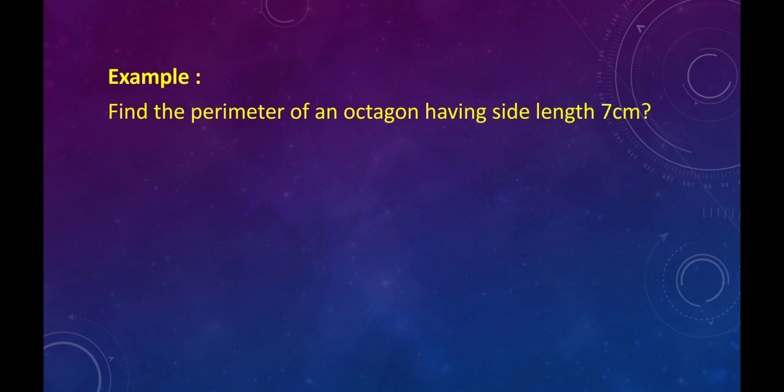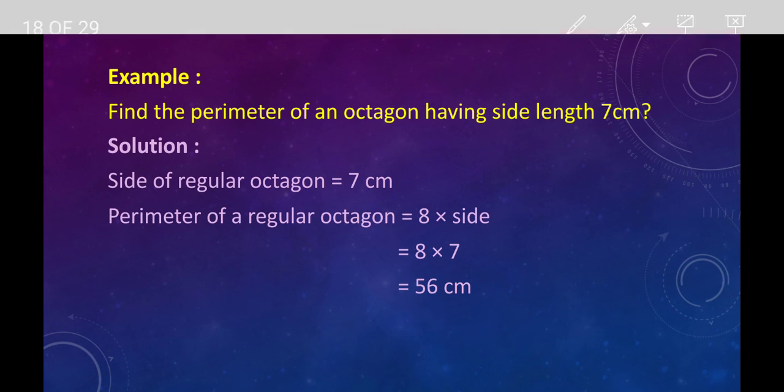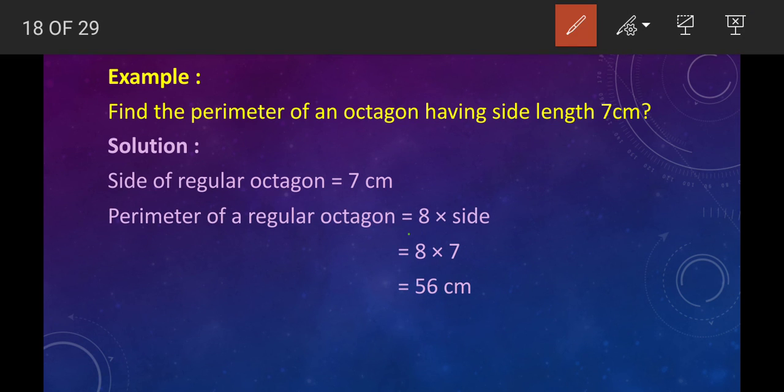Find the perimeter of an octagon having a side length of 7 centimeters. So here is the solution. Side of the regular octagon is 7 centimeters. So perimeter of a regular octagon equals 8 multiplied by side, 8 multiplied by 7, as 7 is the side here, so 8 sevens are 56.